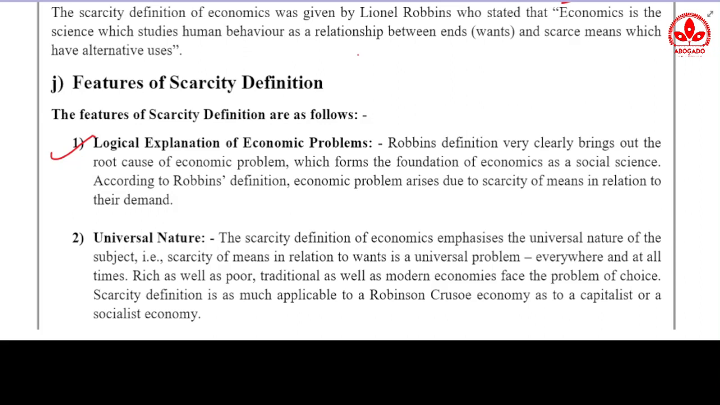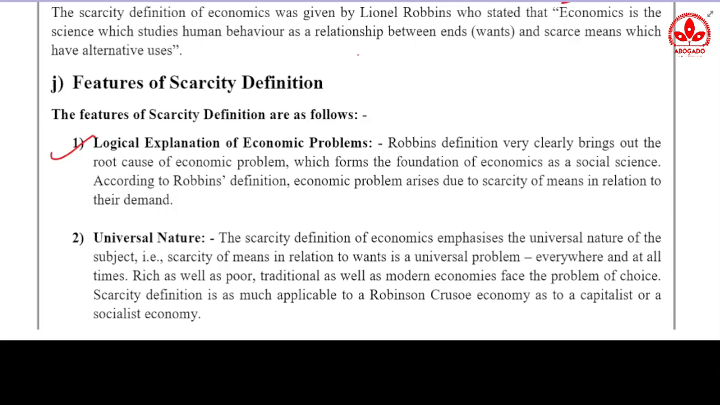But the wealth definitions were just explaining the situation. They were not giving some kind of solution to our problems. Like Adam Smith said that economics is the study of wealth. But does that give any advantage to us? I guess no. Similarly, the welfare definition, though it expanded the ambit of the wealth definition, was still lacking. But this scarcity definition gave a very logical explanation.